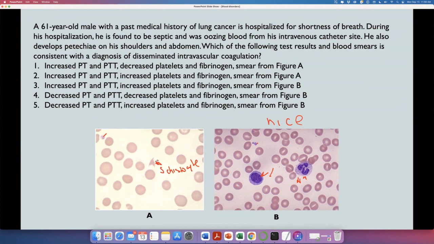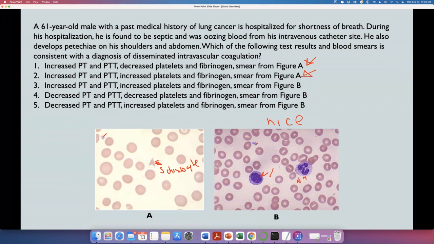So we assume that the A is the bad one. I have two only with A. So if this guy has something wrong, I will choose A, 1 or 2. I think before reading the question, 61-year-old male with past medical history of lung cancer, hospitalized. Is it the same guy as before? Is septic, is oozing, so it's the same guy. They use the same vignette. They simply change the options there.